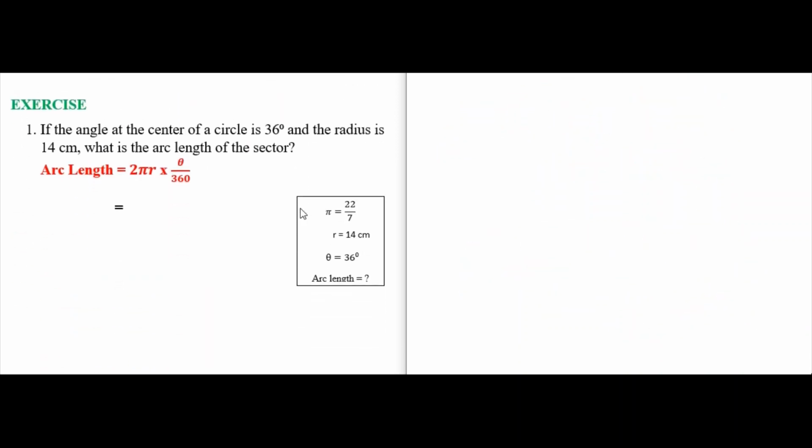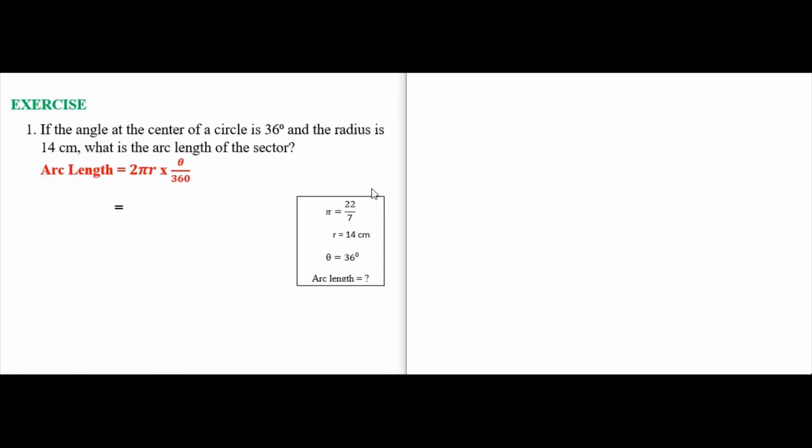Here we have: if the angle at the center of a circle is 36 degrees and the radius is 14 centimeters, what is the arc length of the sector? So now we have to find the arc length. As you can see here, I have listed down the information that I already know. This is a good practice to get used to, because it might make your work very easy. Just jot down whatever you know. Now looking at the equation, we know the arc length is equal to 2 pi r multiplied by theta over 360.